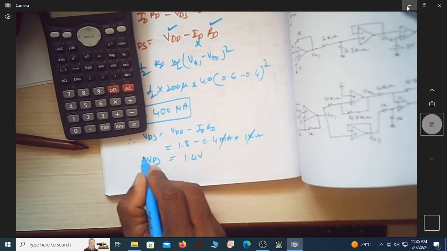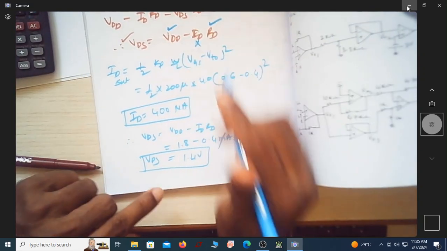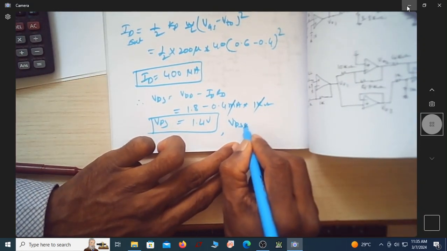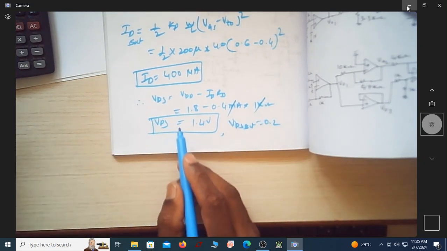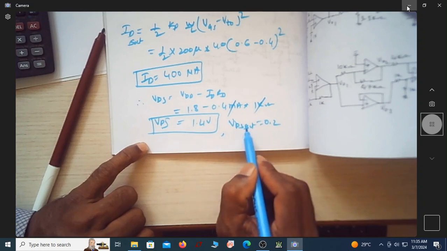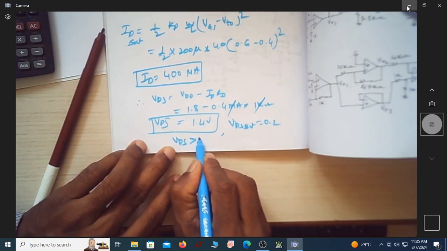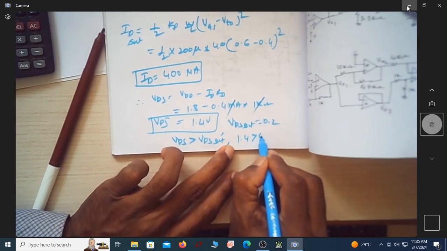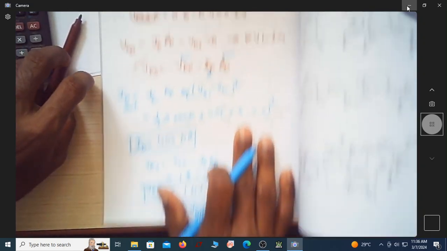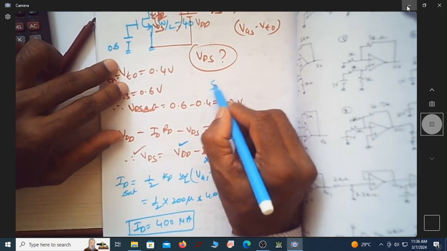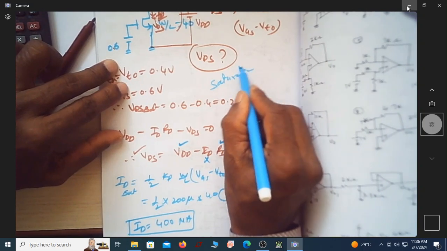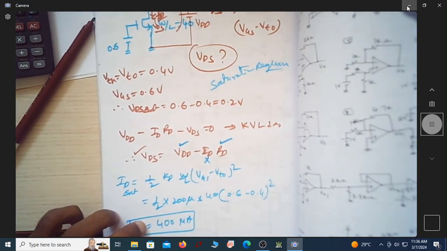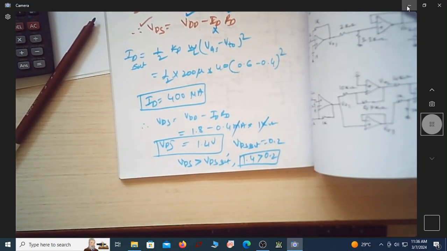So this is VDS. What is VDS sat? From this, VDS sat is 0.2. So now you have to compare VDS and VDS sat. Is VDS greater than VDS sat? That is, 1.4 is greater than 0.2. So the MOSFET is in saturation region, because VDS is more than VDS sat.